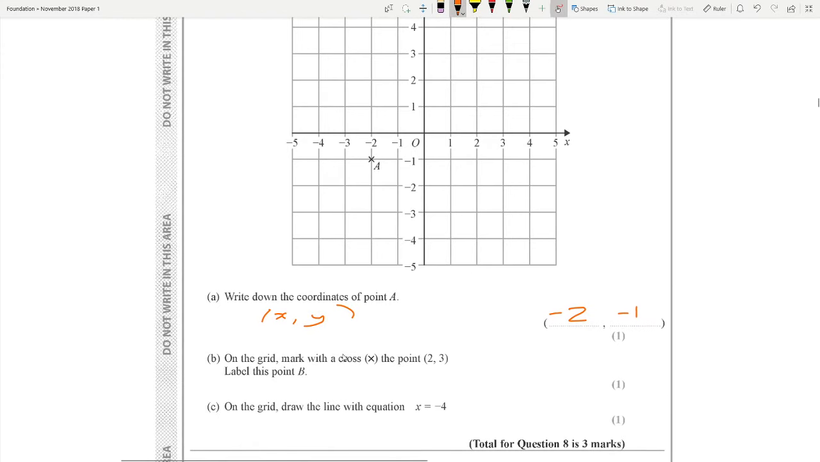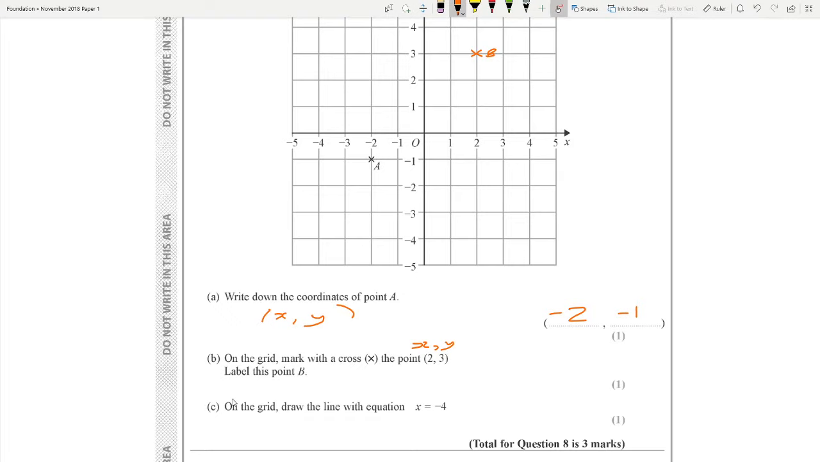Part B. On the grid, mark with a cross the point 2, 3. Label this point B. So again, 2, 3. So we want to go along 2 on the x-axis, and you go up 3 on the y-axis. So here's my x-axis. There's 2, up to 3. So we're going to put a cross right there, and it asks us to label it point B. 1 mark for that as well.